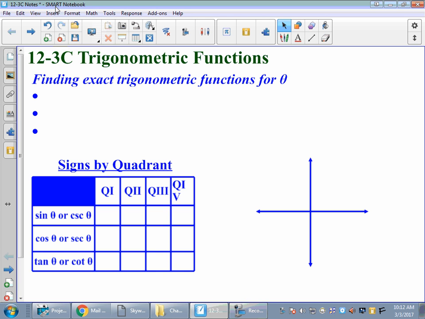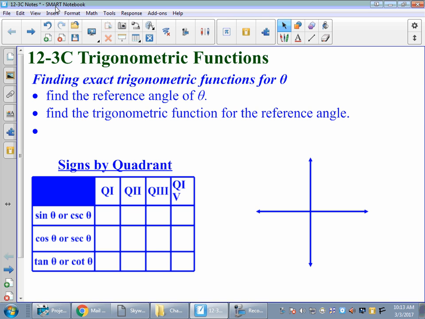These are your 12.3C notes on exact trig values of the trigonometric functions. We're going to tie in everything we've done up to this point in section 12.3. So we're going to draw the angle, we're going to find theta prime, and then eventually, not only are we going to recognize what the reference angle is, we're going to find one of the 6 trig values of that reference angle. So to do so, you're going to find the reference angle of theta.